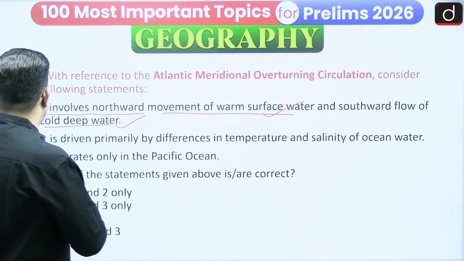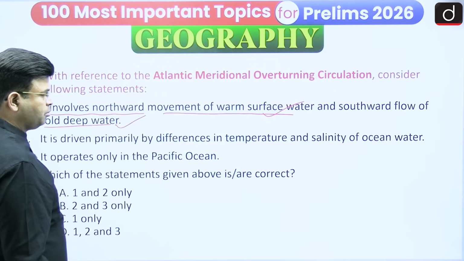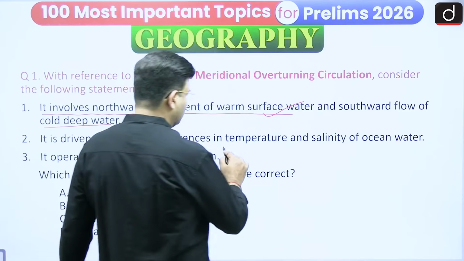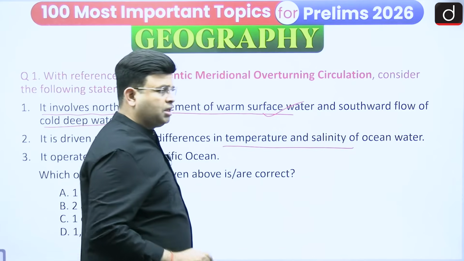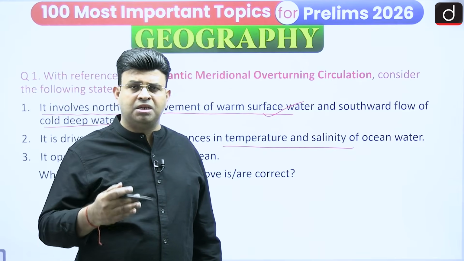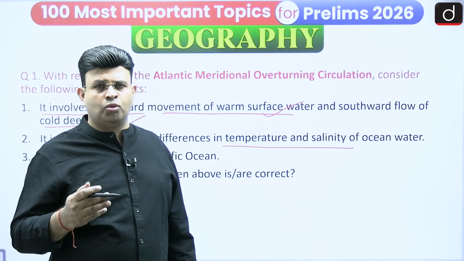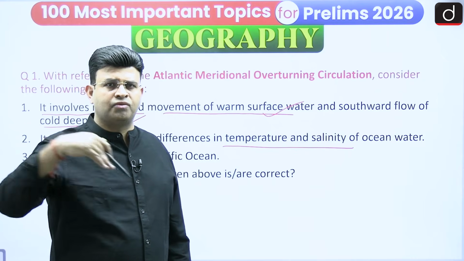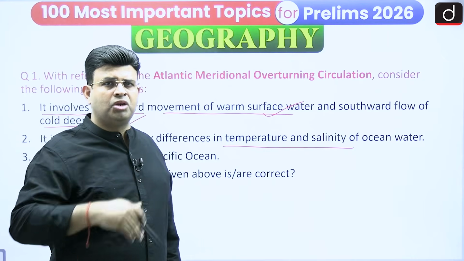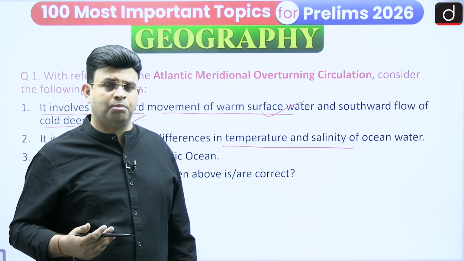Another point, the second statement: it is driven primarily by the difference in temperature and salinity of ocean water. Yes, temperature and salinity of ocean water change the depth of the ocean. Where the salinity is higher, the level of water is down, and where the salinity is less, the level of water is up. So that is how the movement of ocean current takes place, and temperature also plays an important role.